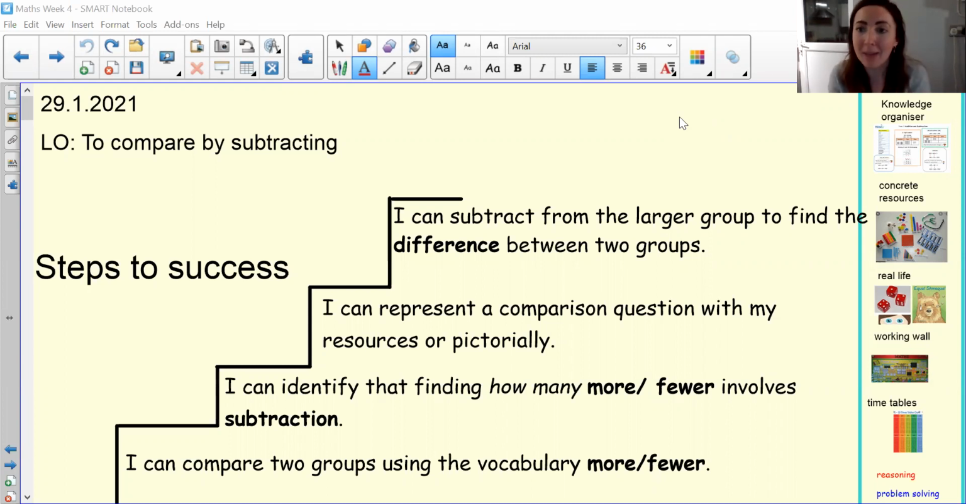Today we're learning to compare by subtracting. We've been subtracting all week and today we're using those skills to compare two amounts. To do that, we need to compare two groups using the vocabulary of more or fewer or less, which we've practiced lots before in year one. Our next steps to success: I can identify that finding how many more or fewer involves subtraction. I can represent a comparison question with my resources or pictorially, by drawing a picture. And I can subtract from the larger group to find the difference between two groups.